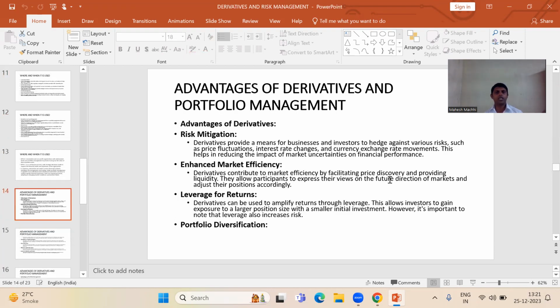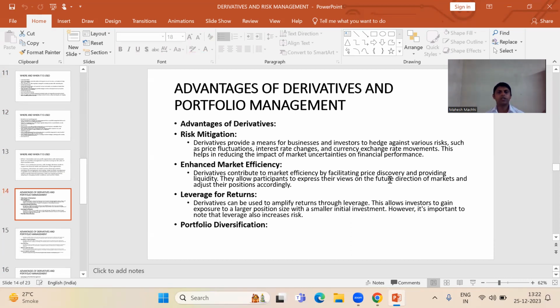Let's see some advantages of derivatives. Risk mitigation. Derivatives provide a means for businesses and investors to hedge against various risks, such as price fluctuation, interest rate changes, and currency exchange rate movement. This helps reduce the impact of market uncertainties on financial performance.